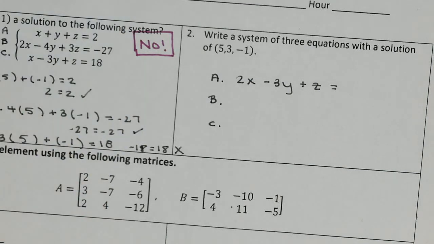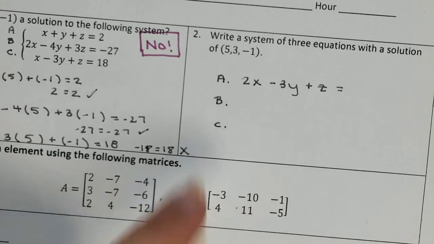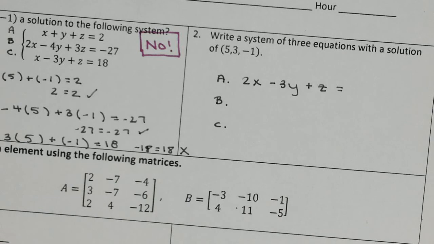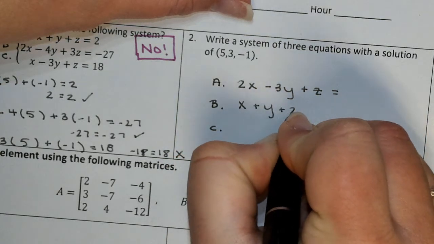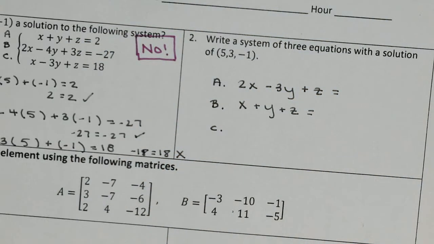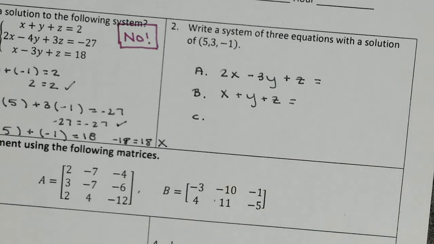I have one equation almost done. Okay? Write a B and write a C. It doesn't matter how you write them. So if I write another one, maybe I make it really simple and do x plus y plus z equals. I don't write what they equal, though, because that's the important part. Okay? But make up a third one on your own.